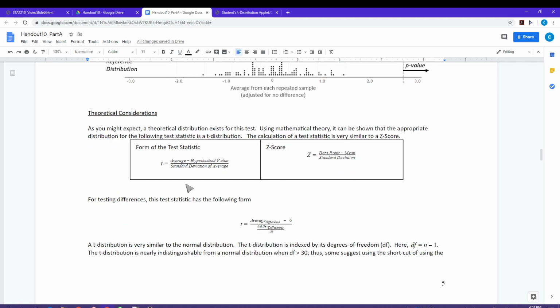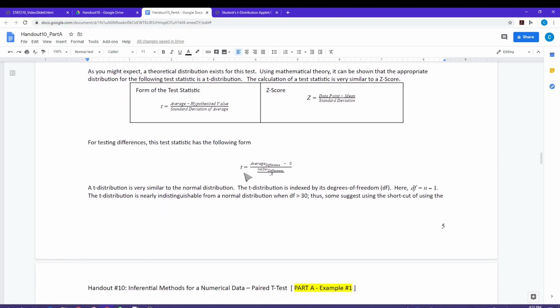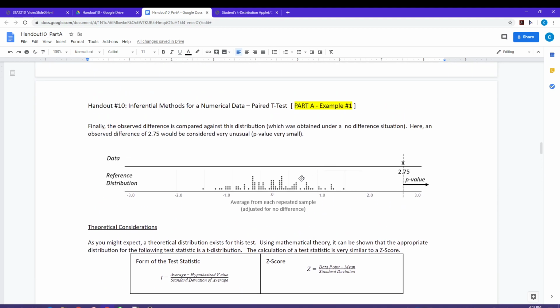Okay, a little bit about the theoretical considerations here. We don't actually use the sampling distribution computed from StatKey to do our testing. What we actually use is what's called the t-distribution. The t-distribution has a statistic here given on the bottom of page 5. And this quantity here looks a lot like a z-score, and it acts like a z-score. If this t quantity is large, say bigger than 2, then I'm going to have evidence that my data is an outlier against a no difference scenario. So it's against this distribution here, computed under no difference.